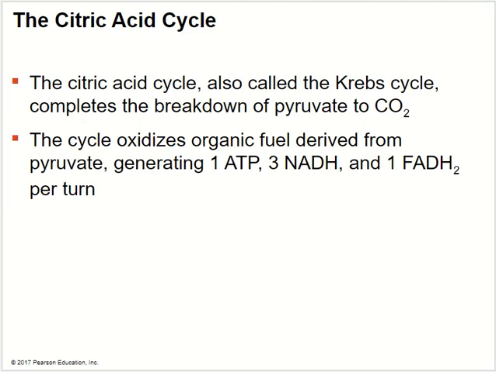The citric acid cycle is also called the Krebs cycle, and in biochemistry is also called the tricarboxylic acid cycle, TCA. The citric acid cycle completes the breakdown of pyruvate into carbon dioxide. The cycle oxidizes organic fuel derived from pyruvate, generating 1 ATP, 3 NADH, and 1 FADH2 per turn of the citric acid cycle.